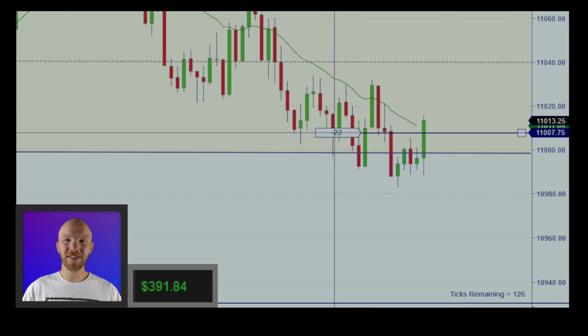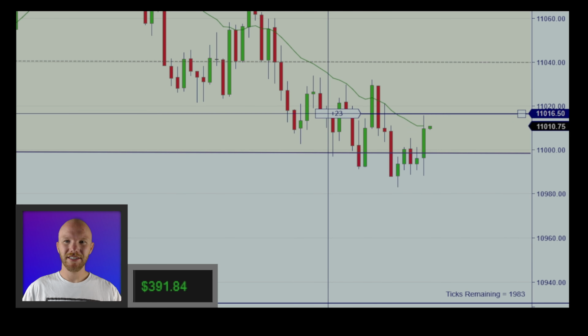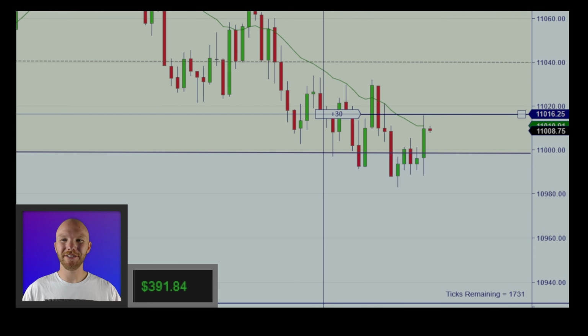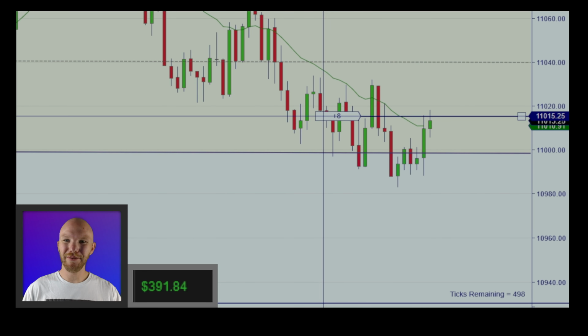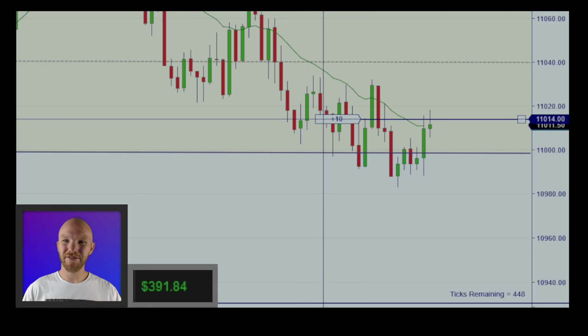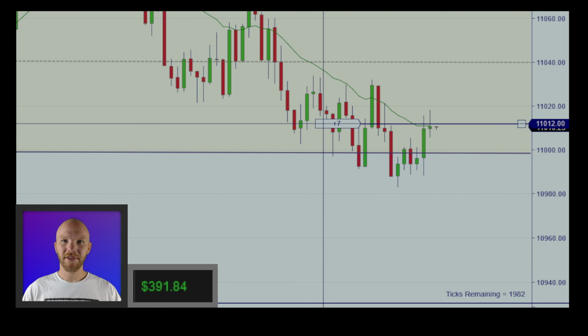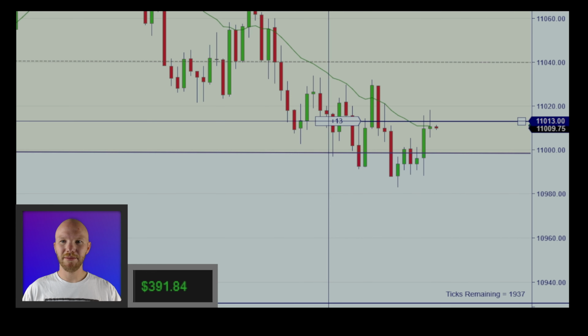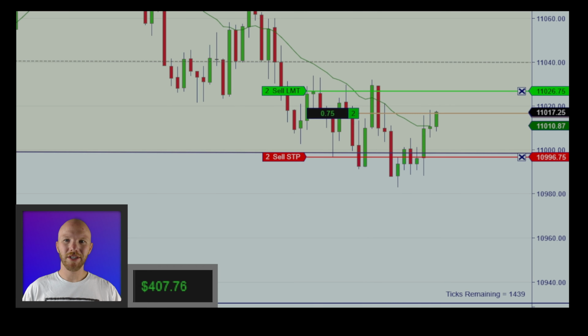Pretty tall. I don't know if I want to go long above that. I might wait for this to trigger and then look to sneak my order back a little bit and get a better entry. Okay, we triggered. Now I'm waiting for prices to come back a little bit so I can get a better entry. Not sure I'm going to get any better of an entry than this. So I just went long right there.